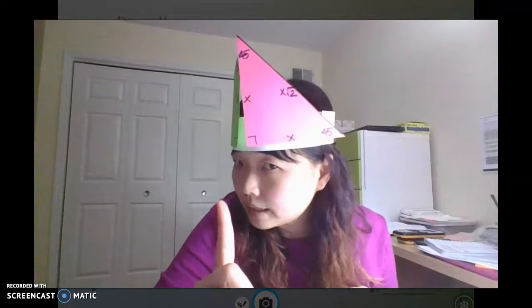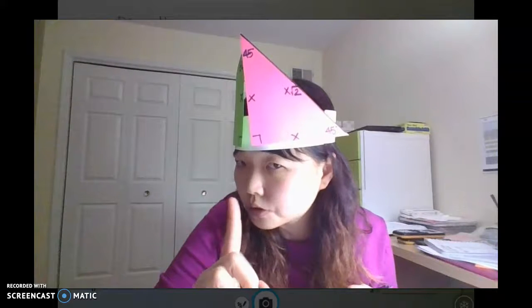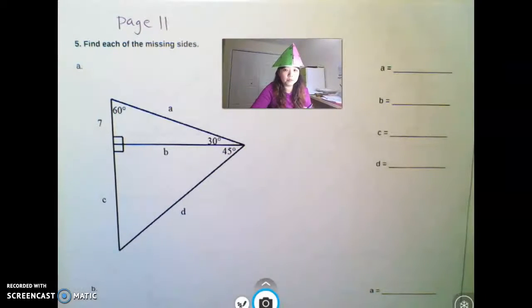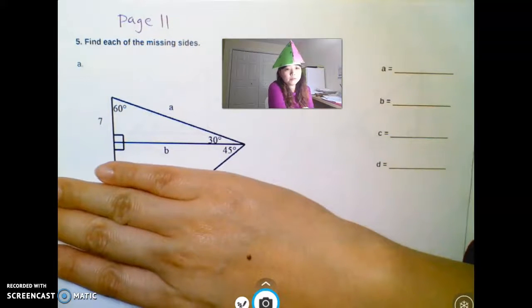One more time, let's review this. 45, 45, 90 is x, x, x root 2. 30, 60, 90 is x, x root 3, 2x. Let's go through this example. If it helps, cover up the other stuff. You don't need it right now.